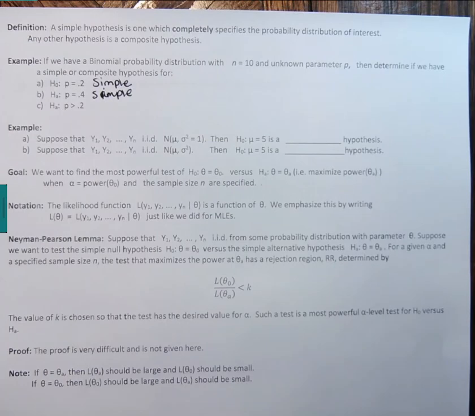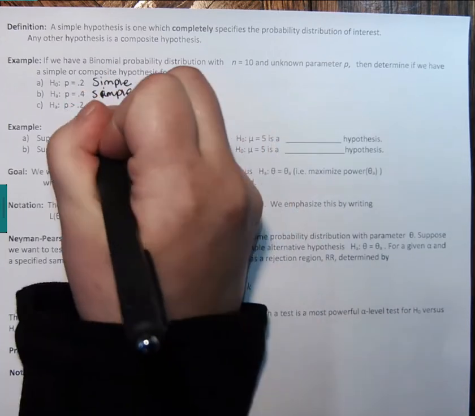Now, if we look at the last one, under that hypothesis, we've got p greater than 0.2. So p could be 0.3, it could be 0.4, 0.5. We have not completely specified which probability distribution of interest we have here, because any of those would satisfy. So for this one, we're going to have a composite.